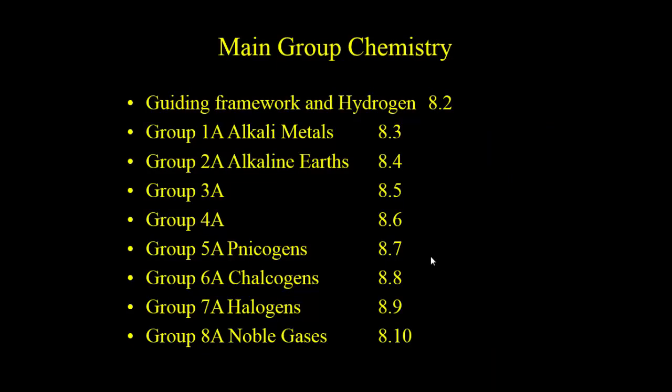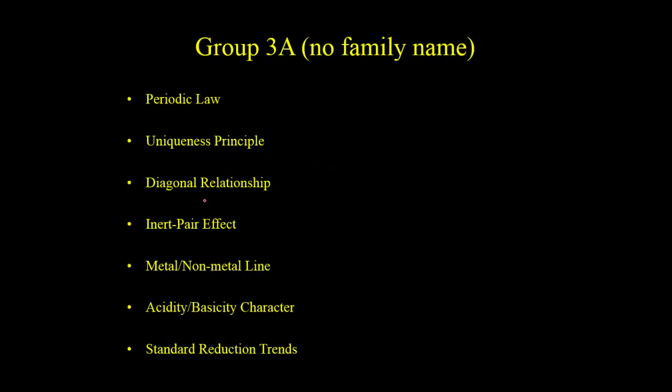The group 3A elements do not have a special name, unlike the groups we looked at already, the alkali metals and the alkaline earths. And one reason, perhaps, is that historically it's been hard to recognize how these groups of elements work together. So we're going to use our guiding principles so far to help us understand how the group 3A elements work. So periodic law, the periodic trends, would say that things like the electronegativity decrease going down the group.